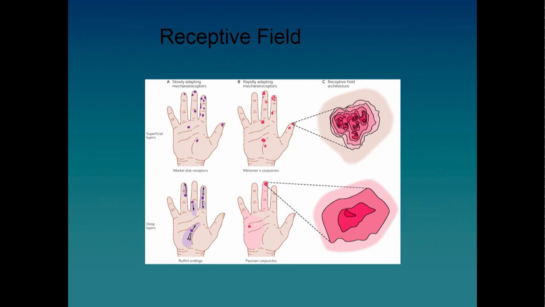Okay, and each of these receptors has a property called receptive field. They will respond when the stimulus is present within a certain field. That is called the receptive field. Okay, each sensor has a different receptive field, and knowing what receptive field belongs to which mechanoreceptor is very important.